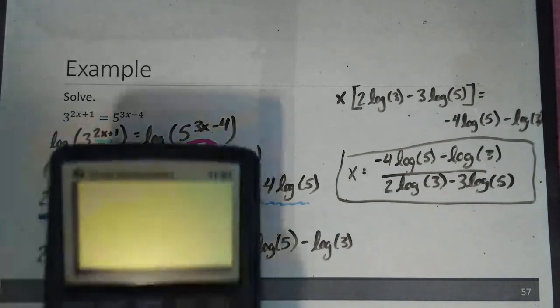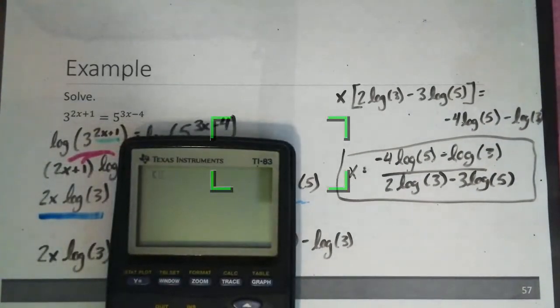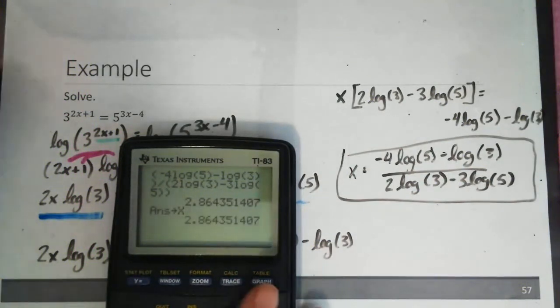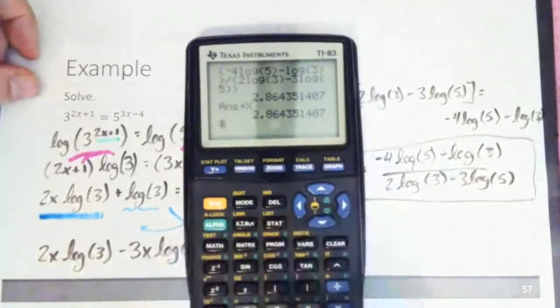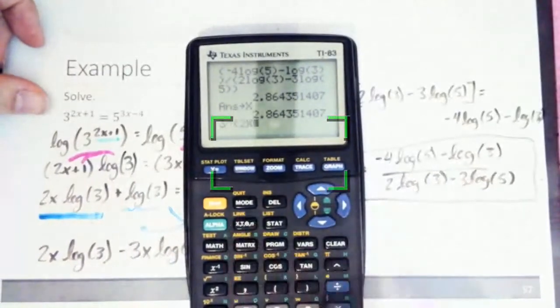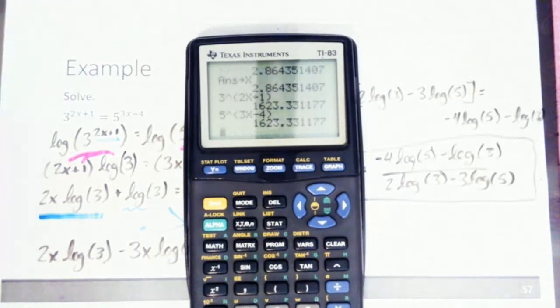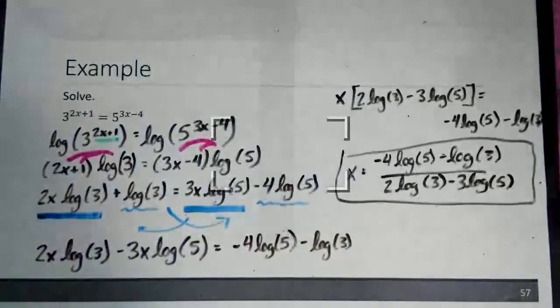We're going to check it just because there was so much going on here. So I have negative 4 times the log of 5 minus the log of 3 divided by 2 log of 3 minus 3 log of 5. I'm going to store that as x. And going back to the original, we have 3 raised to the 2x plus 1 power and 5 raised to the 3x minus 4 power. They are equal. And in the process of this, we got our decimal answer as well, if you are someone who prefers decimals.